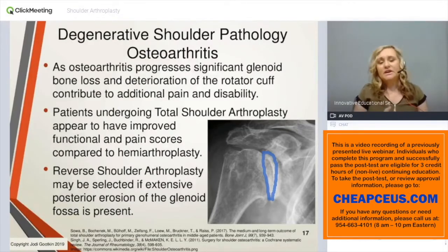So all of the different calcifications in the area and the inability of the surfaces to glide restricts range of motion for this patient. Conservative management may not have been successful, and they're at a point where shoulder arthroplasty may be beneficial to restore motion and decrease their pain.